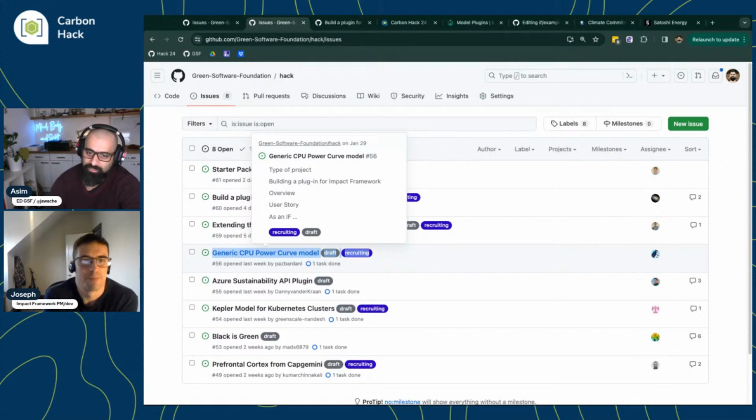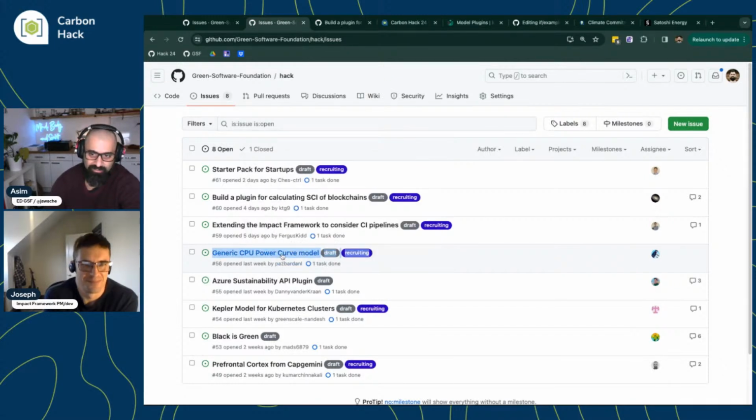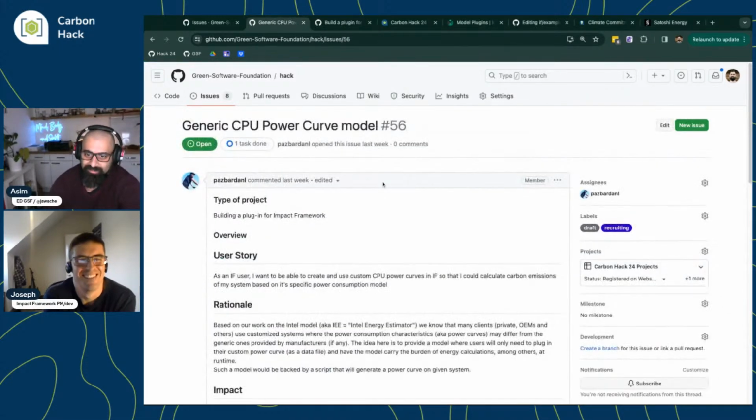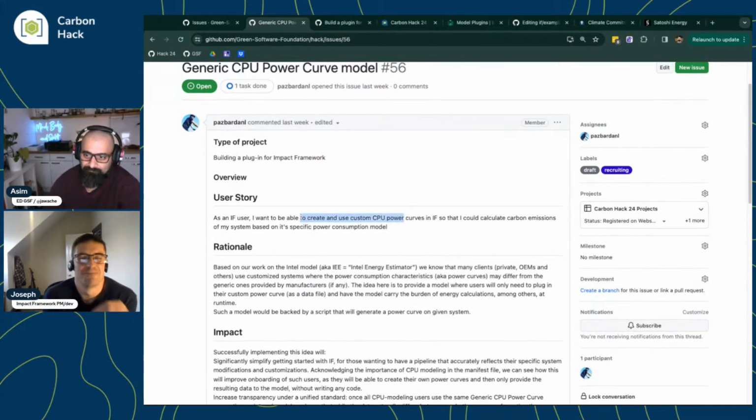There's a lot here. We could spend an entire session on this, but Paz worked with me at Intel when I was there until recently. Let me see what he's written. Yeah, Intel Energy Estimator.